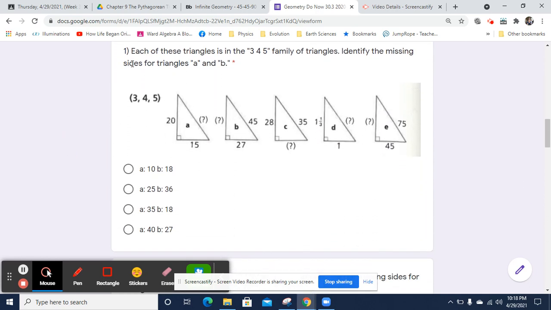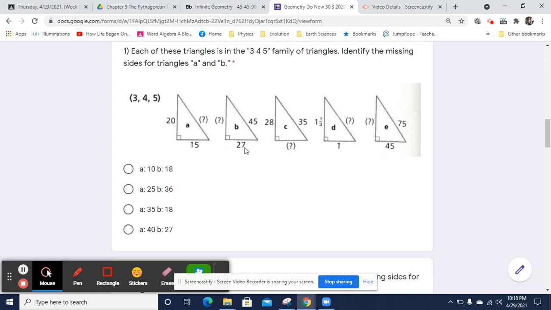So here we have a family of 3, 4, 5 triangles. Each one of these is a 3, 4, 5 triangle. I've asked you to find the missing side for A and B. So the missing side for this one, this is 15, 20. This is the 3 and the 4. So that's scaled up by 5. That's scaled up by 5. So then the 5 will be scaled up by 5. So that's going to be 25.